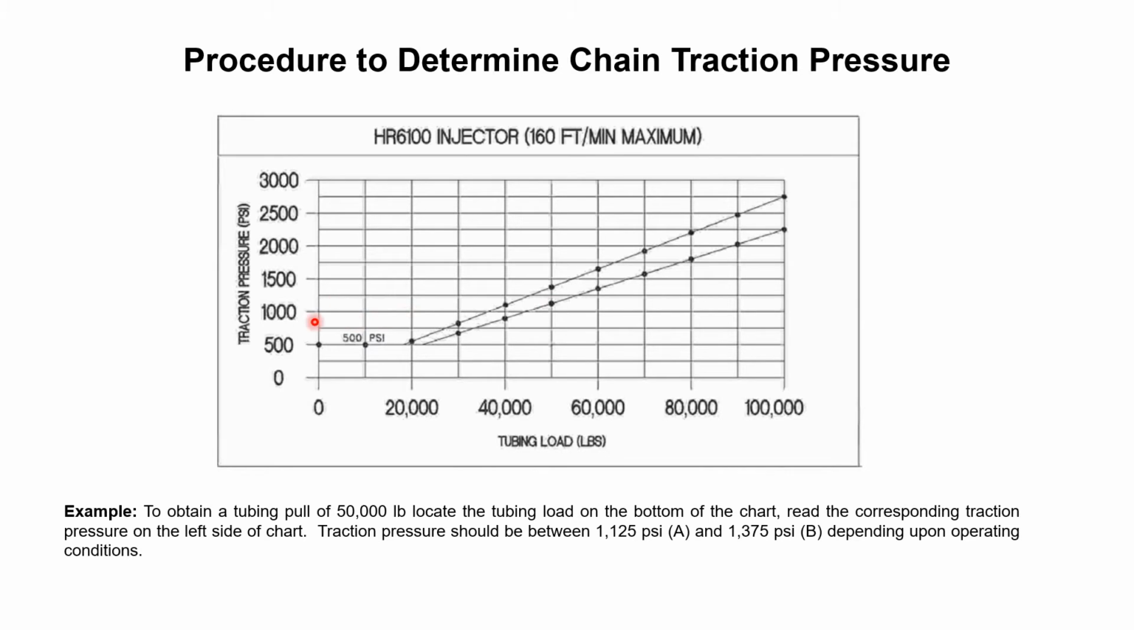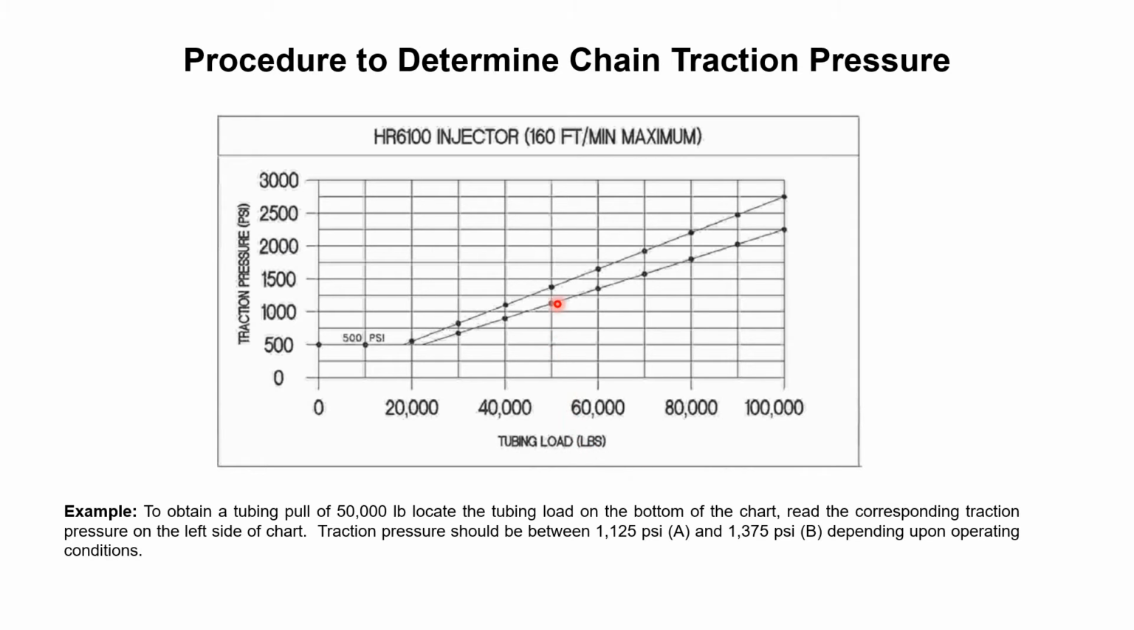This value is between 1000 and 1250, so it is approximately 1125. And the second value is between 1250 and 1500, so it is 1375. So our required value of the traction pressure will be between these two values.